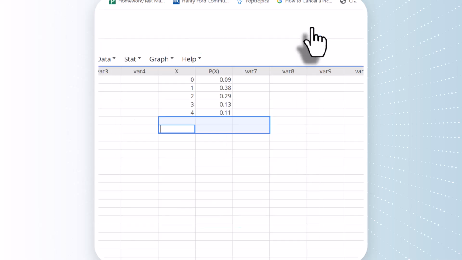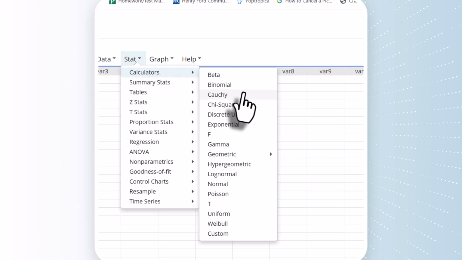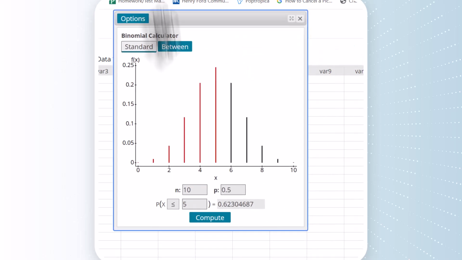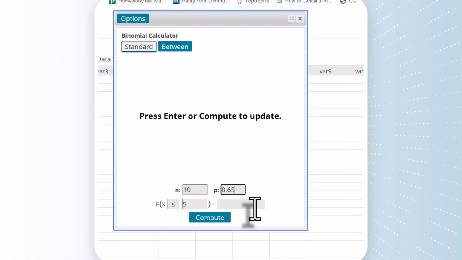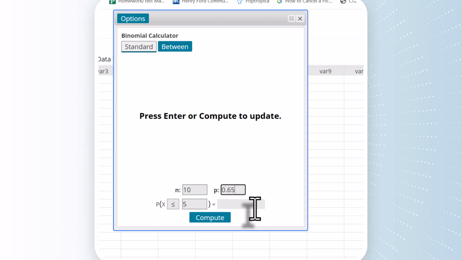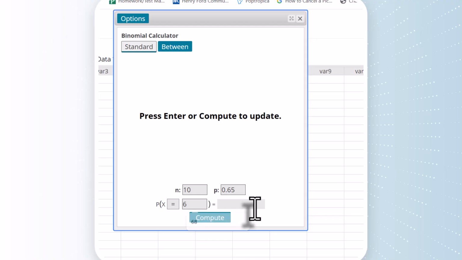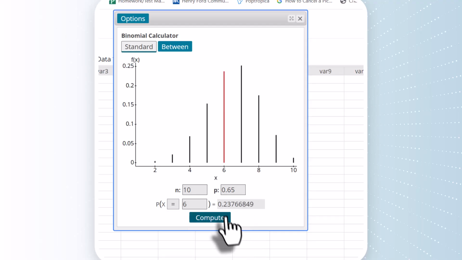I'm going to close this. You go to Stat, Calculators, Binomial. There you go. n is 10 and p is 0.65. And the question was, exactly 6 of them approve of the bill? So we just select equal to 6. And look, guys, not only do you get the answer, but it highlights the answer. So the probability is 0.2377. Next question.